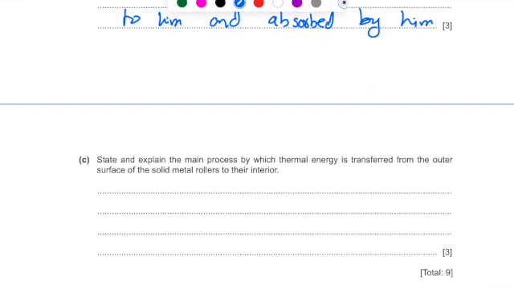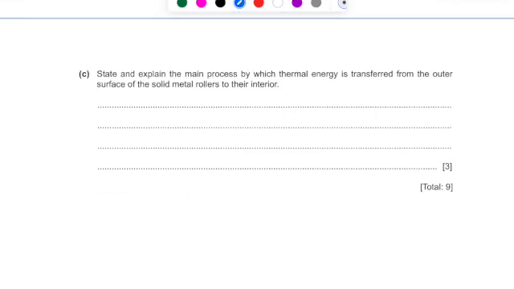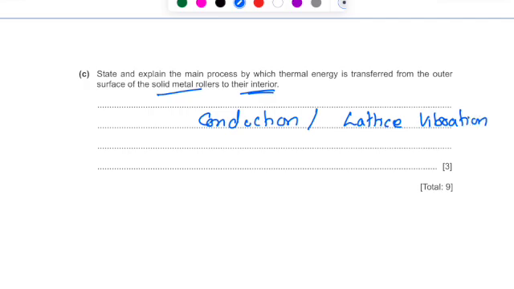State and explain the main process by which thermal energy is transferred from the outer surface of the solid metal rollers to the interior. So from the outer surface to the interior, it is just done by conduction. Simple thing is, it is done by conduction and lattice vibration, because it is 3 marks, right? You cannot write only 1 point. So 3 points should be taken. And also by free moving electrons between molecules.